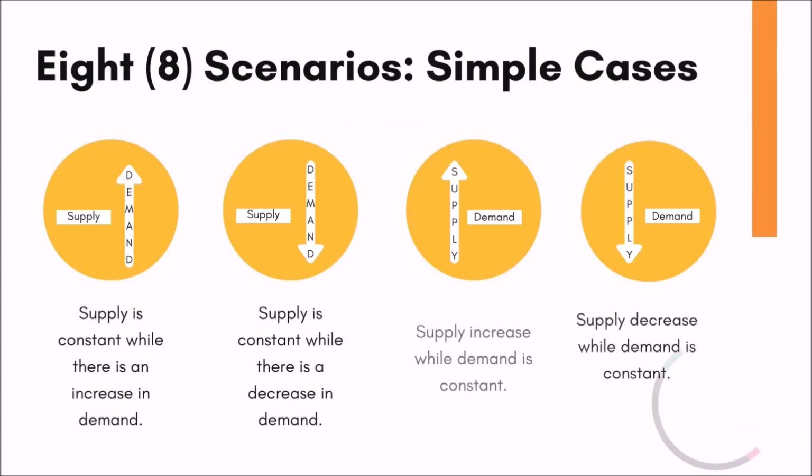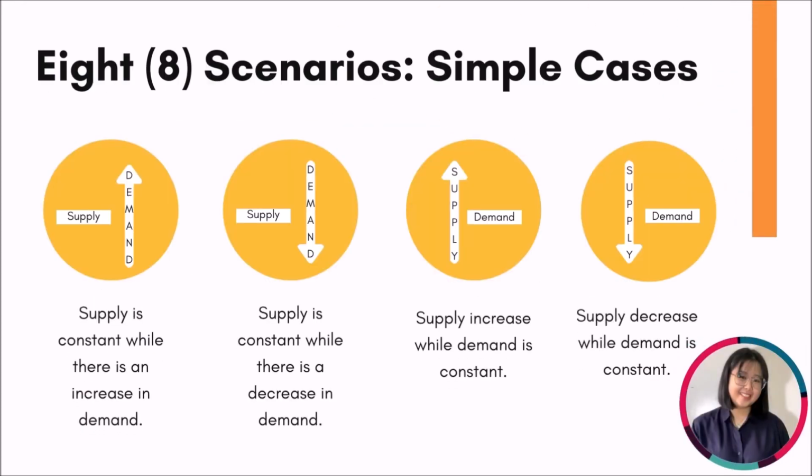There are 8 scenarios to be considered. First are the 4 considered simple cases. First of the simple cases is supply is constant while there is an increase in demand, meaning keeping the supply curve unchanged, both equilibrium price and equilibrium quantity will increase. Second, supply is constant while there is a decrease in demand. If this is the case, this will result in a decrease in both equilibrium price and equilibrium quantity when supply is constant.